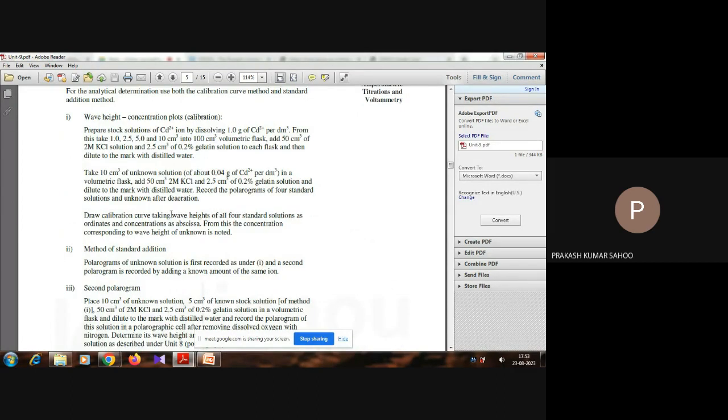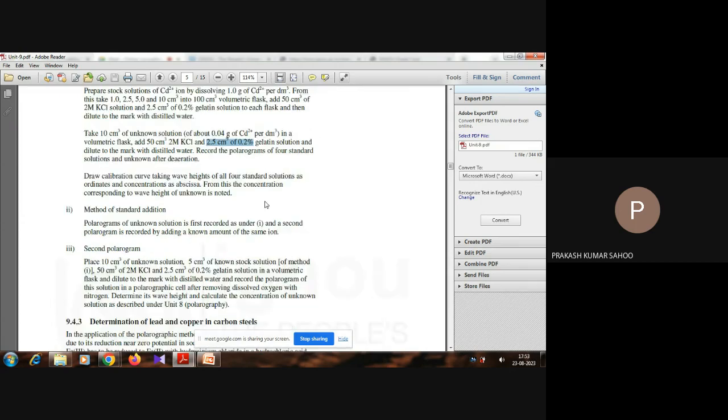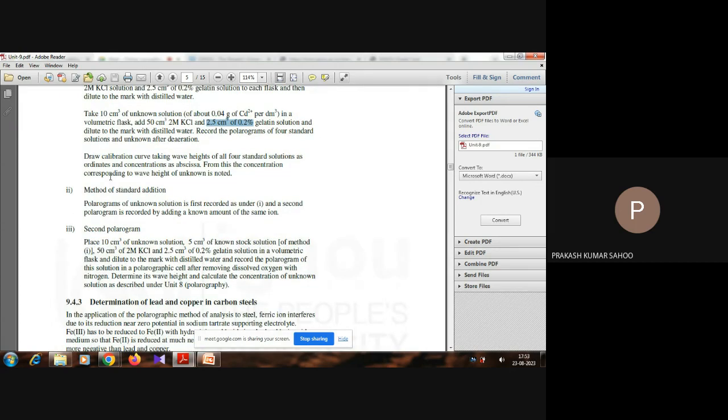These are the four standards, with Cd2+ of 1 gram, then 0.04 gram, then we have 50 milliliters of 2 molar KCl and 2.5 milliliters of 0.2% gelatin. So these are the four standard solutions, with wave height as ordinate and concentration as abscissa. From this, the concentration can be determined.